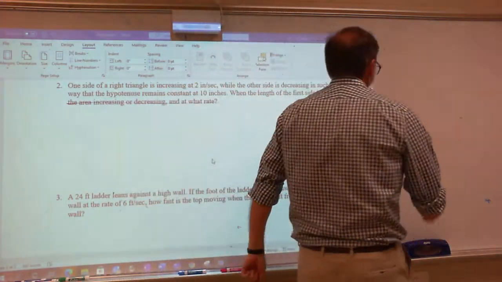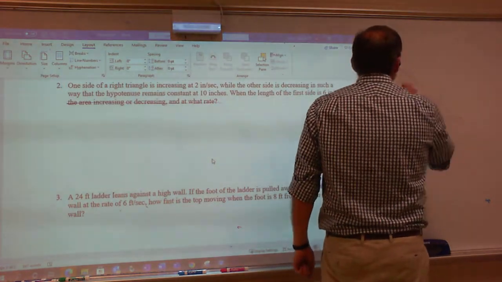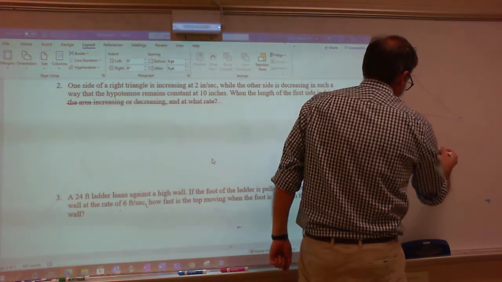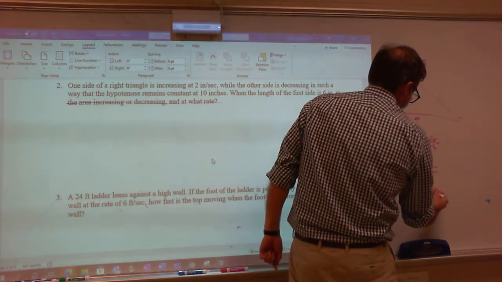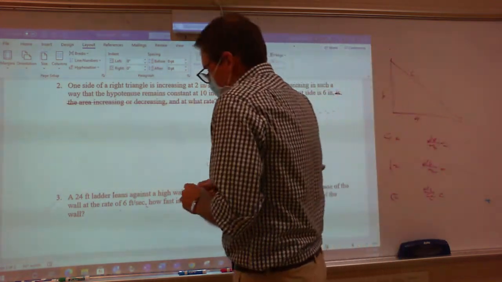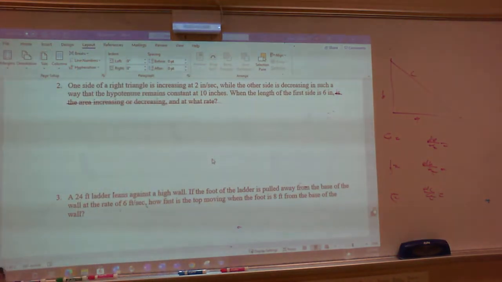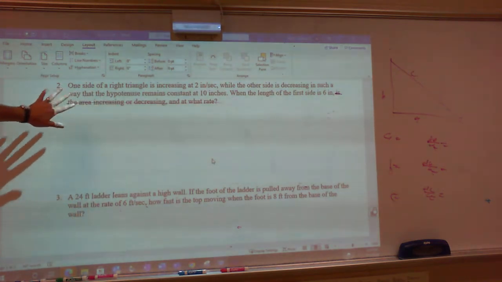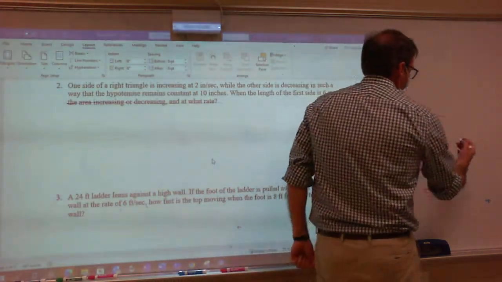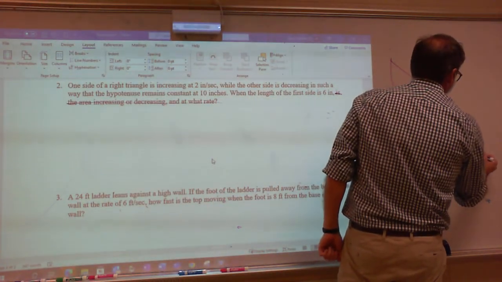It says, all right, well, okay, I'm going to draw a triangle. Here's A, here's B, here's C. I have A, B, C, dA dt, dB dt, dC dt. All right, that's my picture, because this part I don't like, but I like that picture, so that's what I'm going to start with. What do we know? Where's the 2 going to go? A prime. Okay. Is it positive or negative? Positive. Okay.